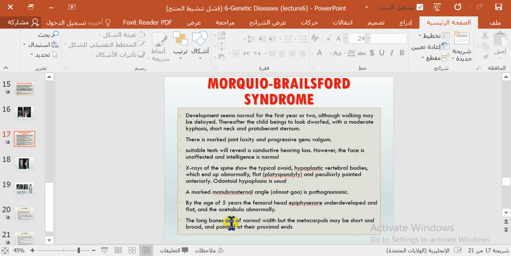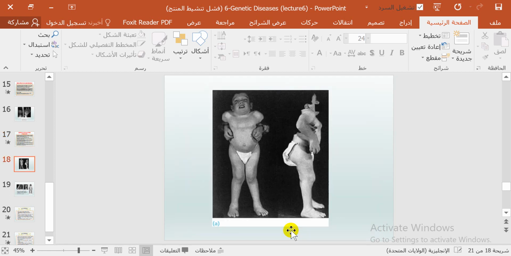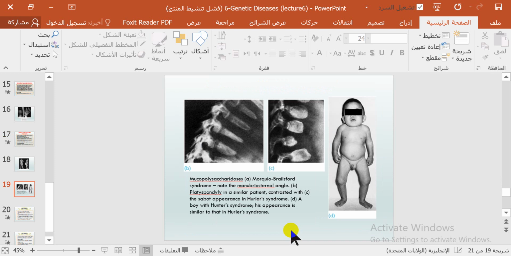And by the age of 5 years, the femoral head epiphyses are underdeveloped and flattened, with acetabular abnormality also. The long bones are of normal width, but the metacarpals may be short and broader than normal, and pointed at their proximal ends. These are the classic radiological pictures. You can see it on the X-ray.